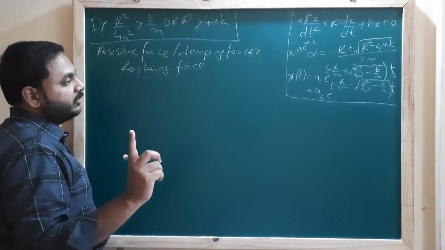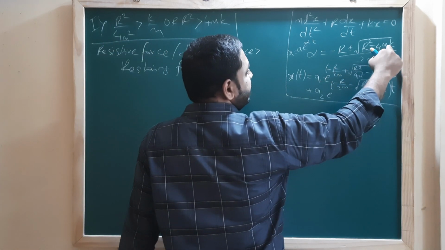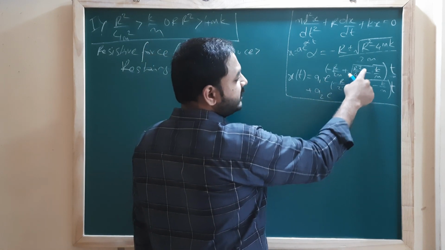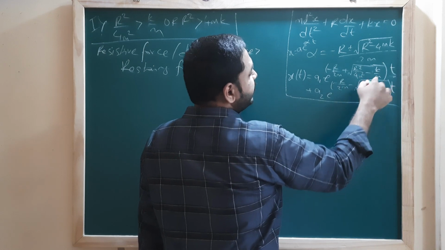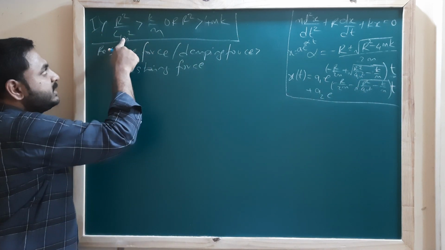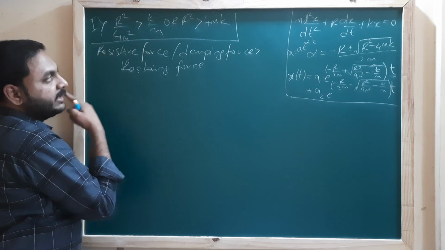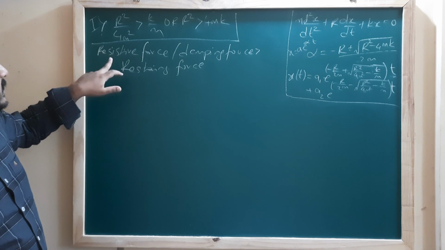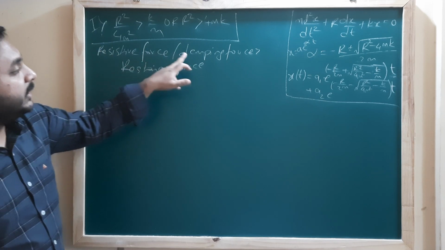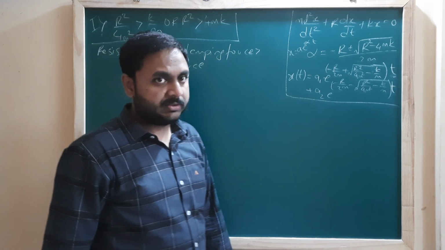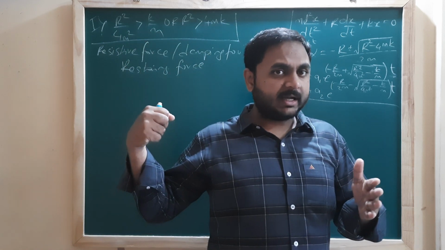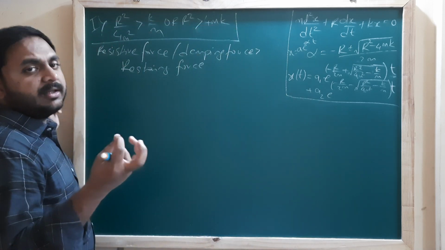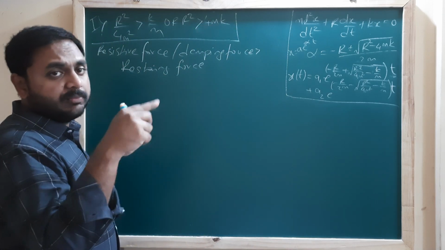The first case that we are going to study is, what if r square is greater than 4mk? Or if you look at the solution, what if the term inside the square root sign is greater than this term? So I have written, what if r square by 4m square is greater than k by m? What does this mean physically? Physically, this means that the resistive force or the damping force is greater than the restoring force. The damping force is the force that doesn't want the oscillator to move externally, and the restoring force is the internal property of that oscillator which keeps it moving.